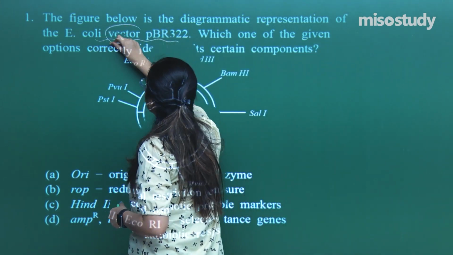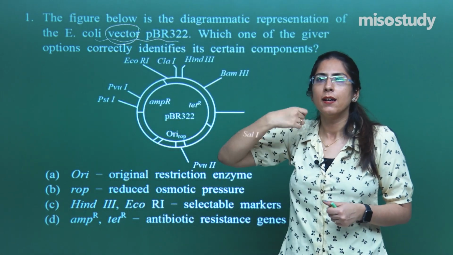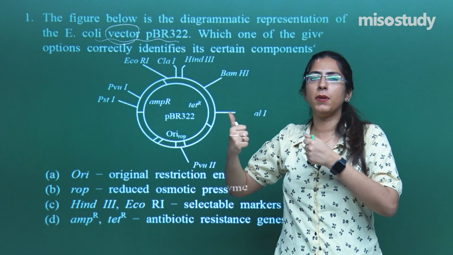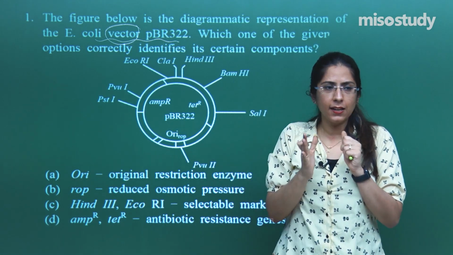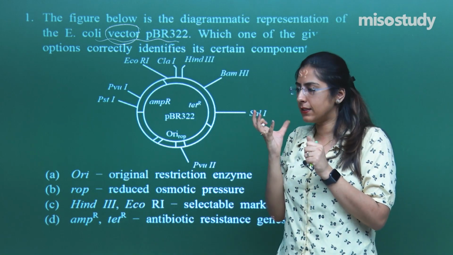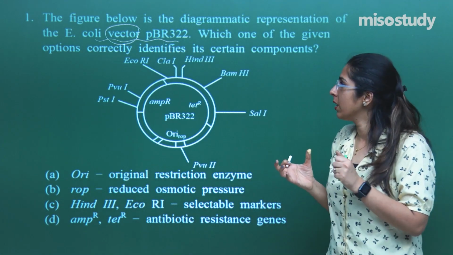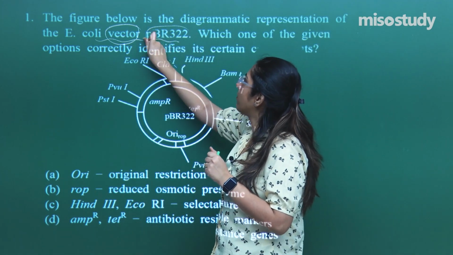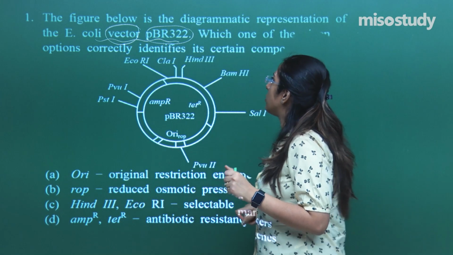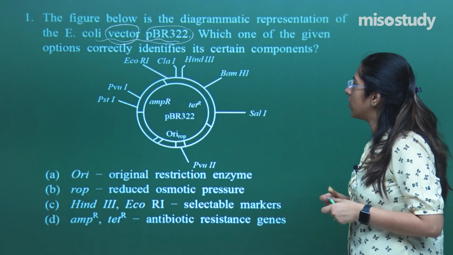Now what is a vector? A vector is just like a vehicle that helps in transferring a gene from one place to another. In technical language, it is a vehicle that helps in carrying the foreign gene of interest. So they have taken one E. coli vector, and the name of that vector is pBR322. Which one of the following options correctly identifies the certain components?